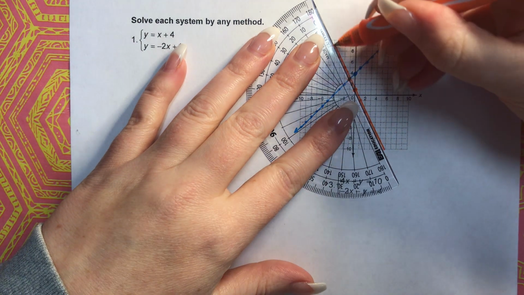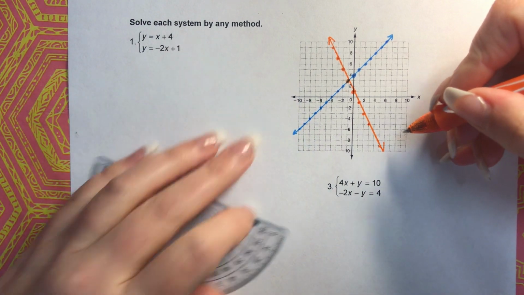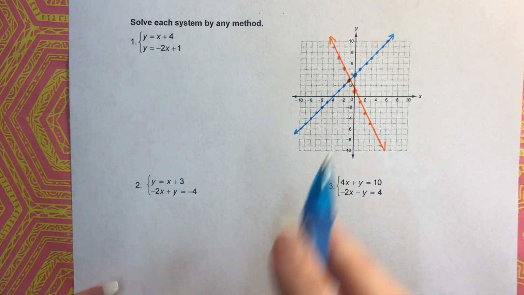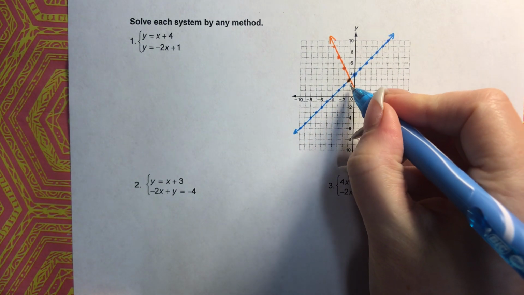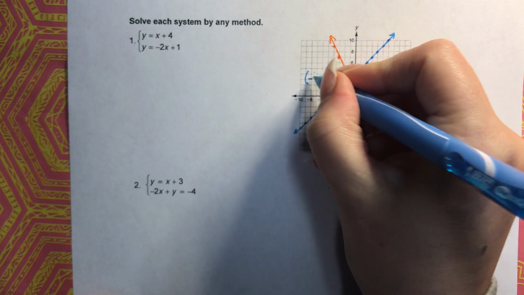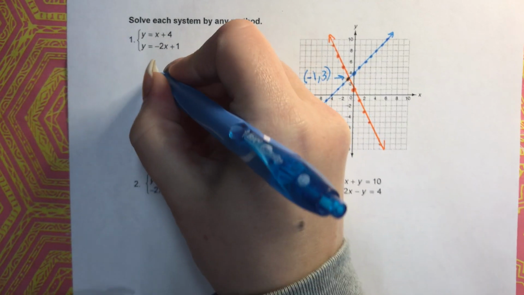And then just go ahead and identify my solution. That orange is kind of nice. It shows up good. What's my solution? My solution is negative 1, 3. So the solution here is negative 1, 3. x is negative 1, y is 3. Perfect.